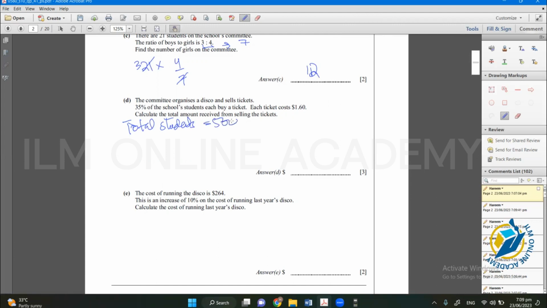Total students equals 500. If I take 35% of 500, how much is it? So by calculating it, you will get 175. And each ticket is $1.60.